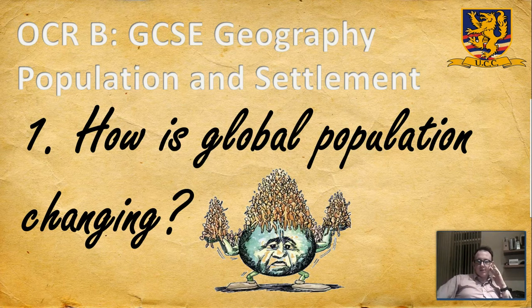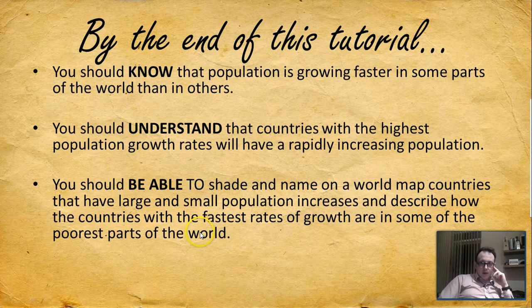This is the first video in this tutorial, and we're going to look at the question of how is global population changing. These videos are going to be structured exactly around the syllabus, so we're going to take the actual questions from the syllabus and the outcomes from each of those things. By the end of this tutorial, you need to know that population is growing faster in some parts of the world than others. You need to understand that countries with the highest rates of population growth will have a rapidly increasing population. Sounds about right.